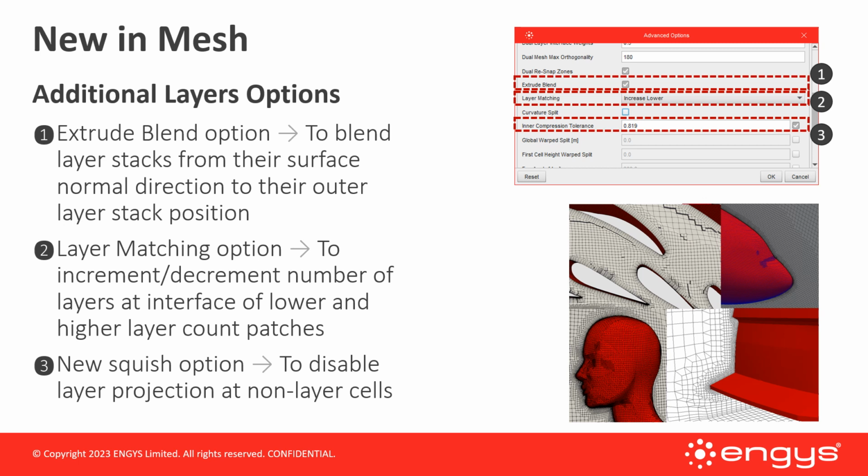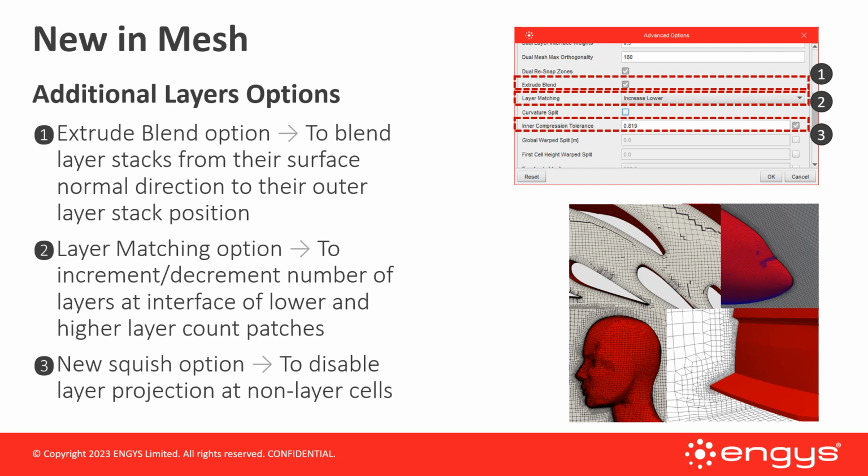Three additional layer options were introduced in Helix version 4 to provide the user with greater control over the final mesh quality. First one, the Extrude Blend option. This new feature allows you to blend layer stacks from their surface normal direction to their outer layer stack position. By using the Extrude Blend option, you can create smoother transitions between different layers in your mesh, resulting in more accurate simulations and better overall mesh quality.